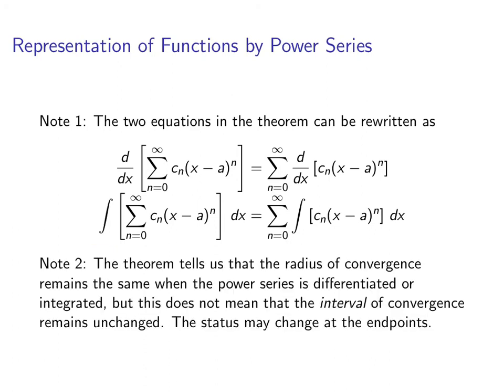And the second note is that the theorem tells us that the radius of convergence remains the same when you differentiate or integrate a power series. But that doesn't mean that the interval of convergence remains unchanged. The status of convergence may change at the endpoint. So you may have a series which converges on a particular interval, but then when you differentiate it, maybe now the differentiated series does something different at the endpoints. Maybe it converged before and it diverged in the new series. And we'll see some more examples of how this works in the next few examples.